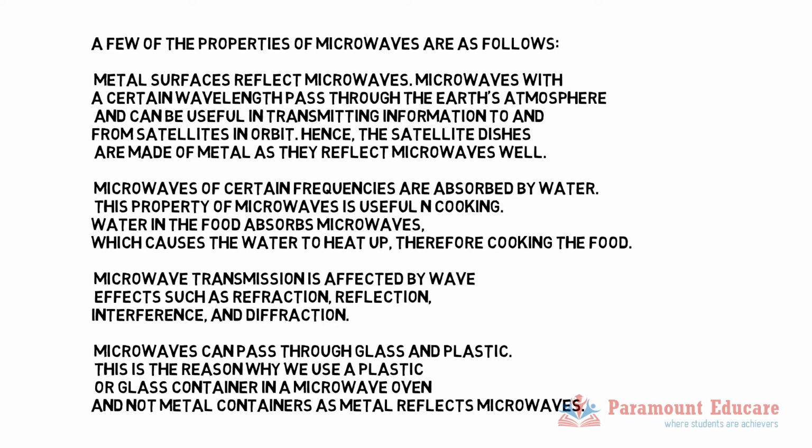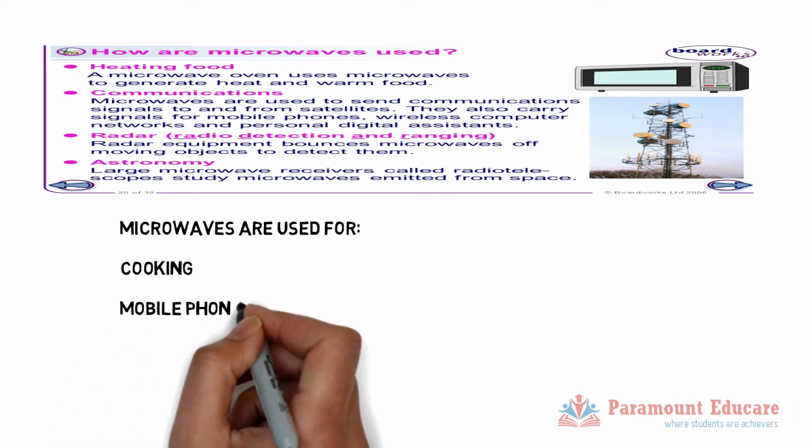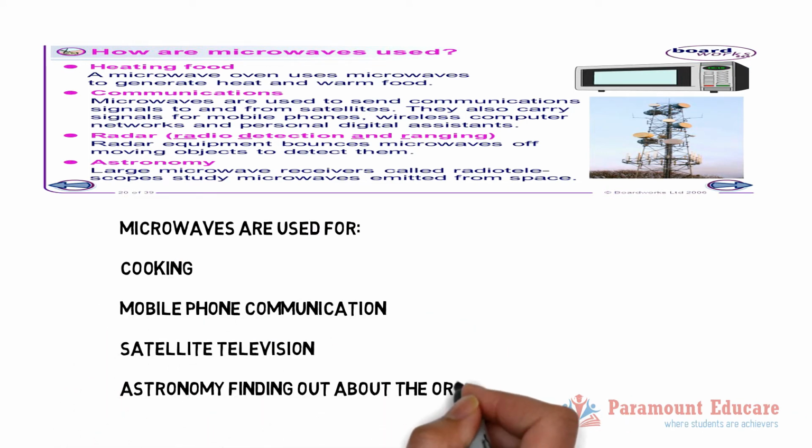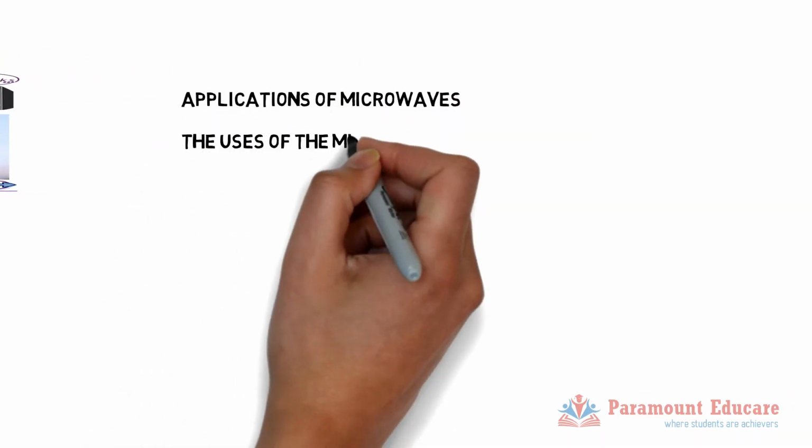Microwaves are electromagnetic waves with wavelengths longer than those of terahertz (THz) wavelengths, but relatively short for radio waves. Microwaves have wavelengths approximately in the range of 30 cm, frequency equals 1 GHz, to 1 mm, 300 GHz. Microwaves are used for cooking, mobile phone communication, satellite television, astronomy, finding out about the origin of the universe.